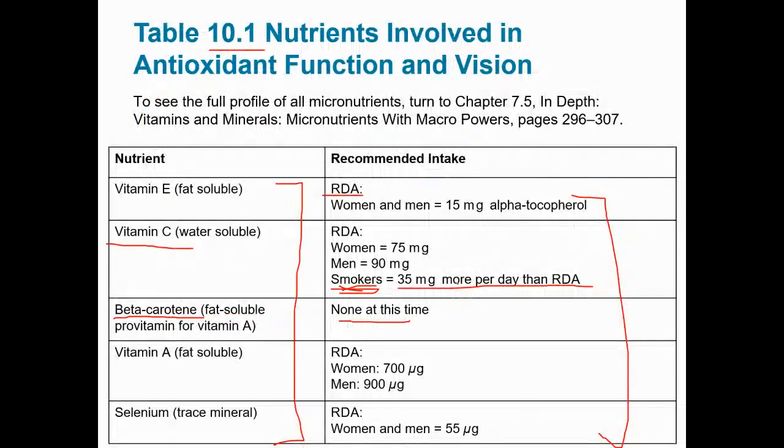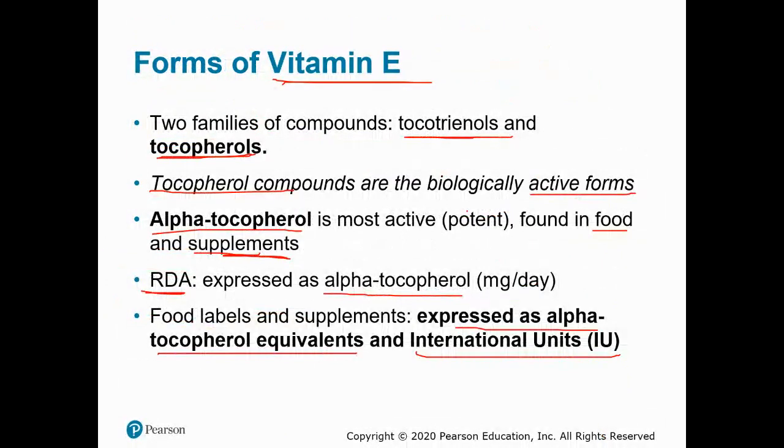So here's vitamin E. You'll notice the RDA is written as 15 milligrams of alpha tocopherol. Sometimes you might see it written as alpha equivalents or international units, so don't be too confused if you see that. And again, if it is already in alpha tocopherol form, they'll probably just express it as milligrams per day.